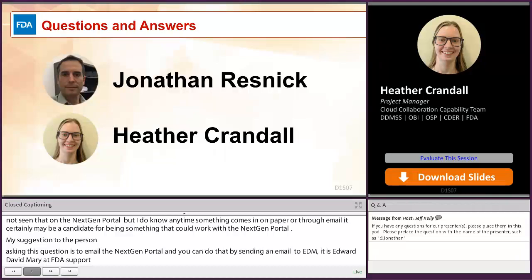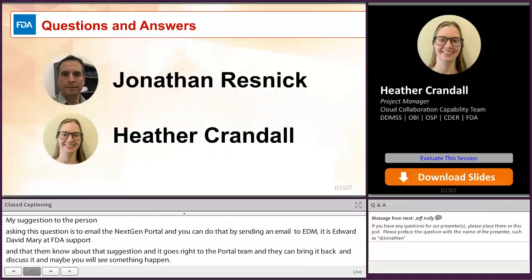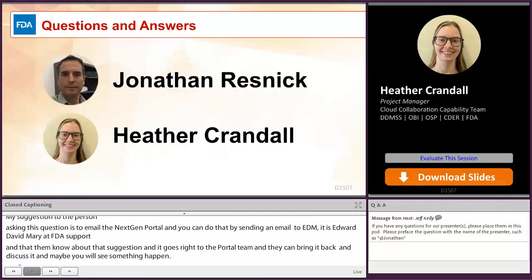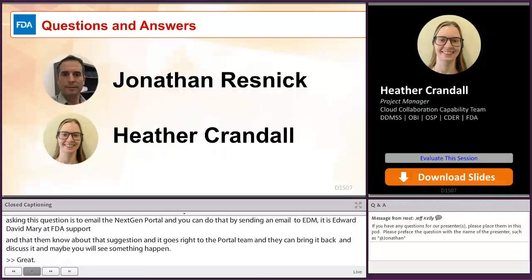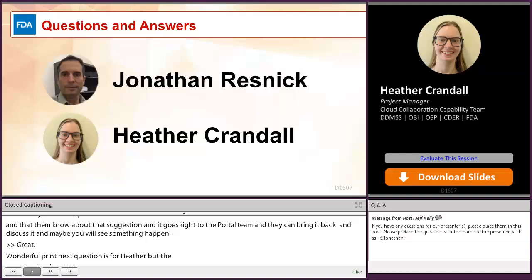Our next question is for Heather. So the question is, would a ts.xpt file be required if submitting a study summary? For example, studies being submitted per the guidance but not supporting the bioequivalence.